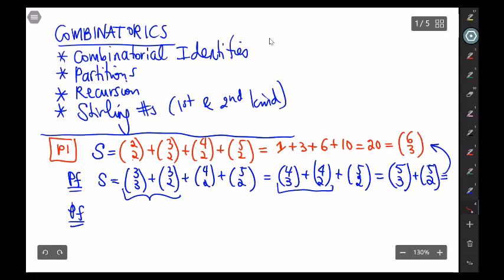Yeah, the right-hand side is very easy to interpret, right? We have probably 6 objects. Let's call these objects A, B, C, D, E, F. And all I do is count the number of ways to form committees of size 3. So let's go ahead and do that.